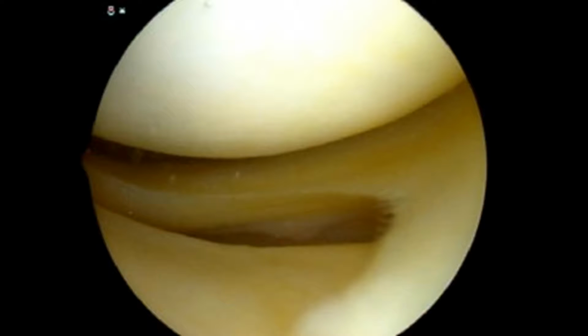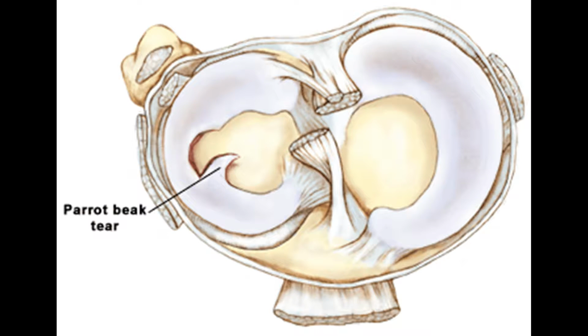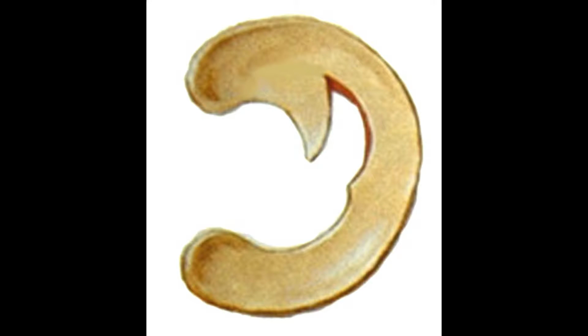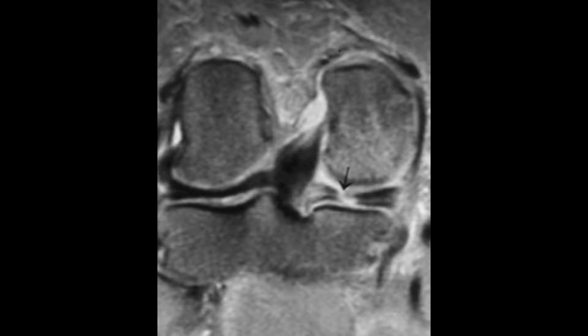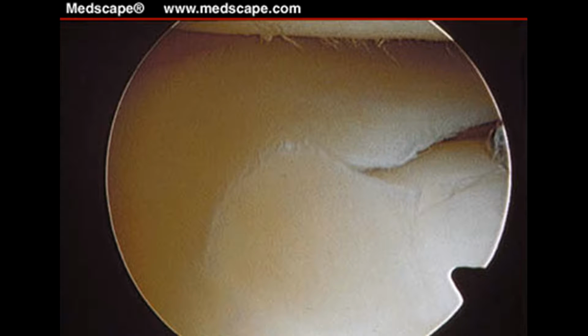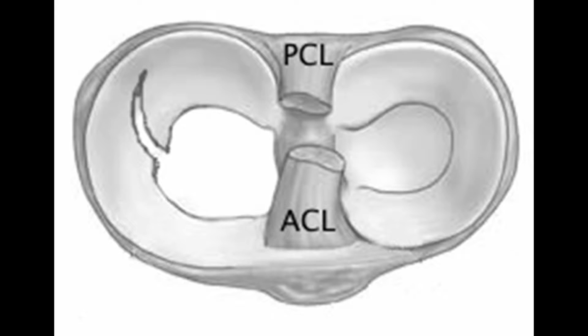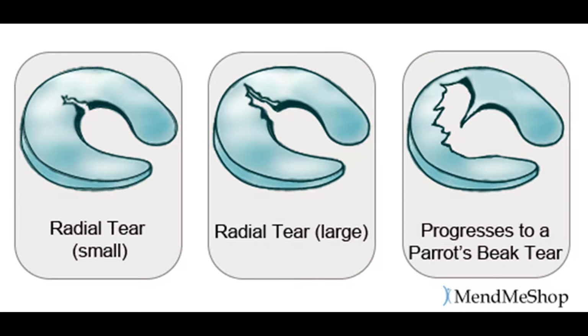The fourth and final classification is the parrot beak tear. This tear is actually 2 tears that commonly occur in the middle segment of the lateral menisci, leading to the characteristic shape of a parrot's beak. This tear is seen more frequently in individuals with a history of previous trauma or some cystic pathology that makes the meniscus more fixed at its periphery.